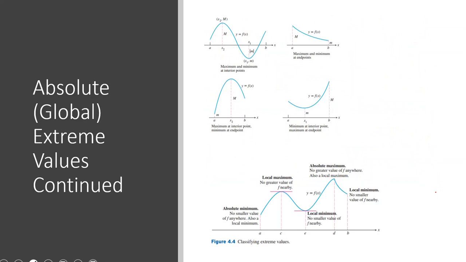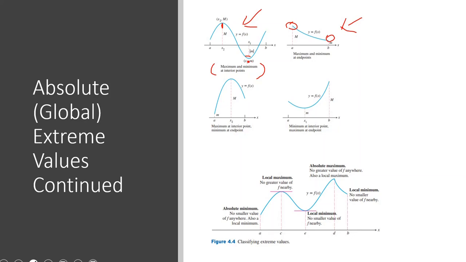Now let's continue with a few more examples. Please note that all of these functions are on closed intervals. So let's take a look at this first one right here. We have some function y equals f of x, and we have a maximum and minimum at interior points. So we have a maximum right here and a minimum right here at interior points. That's very interesting. This next one over here, we have max and min points at the endpoints. So we have this maximum right here and this minimum right here.